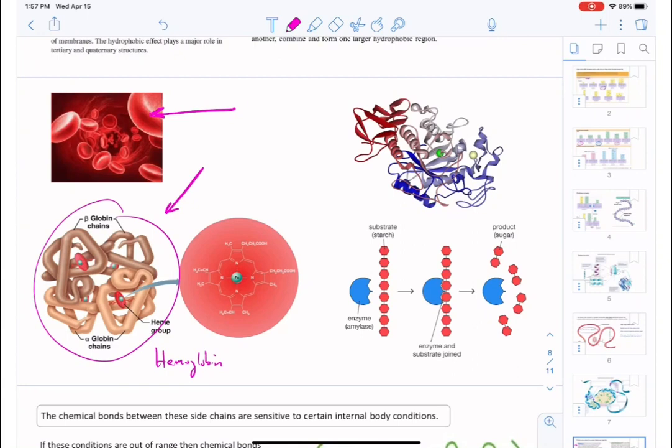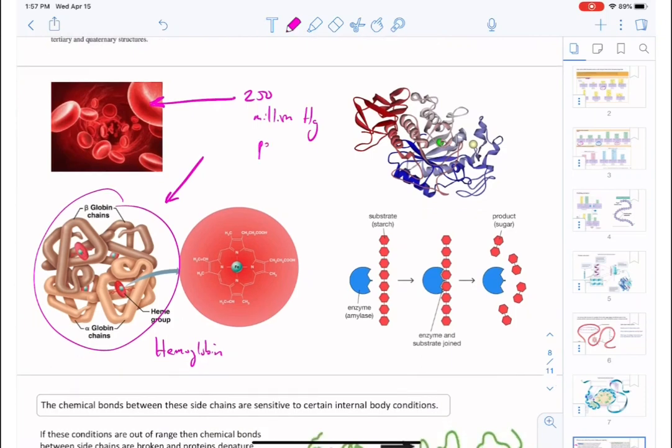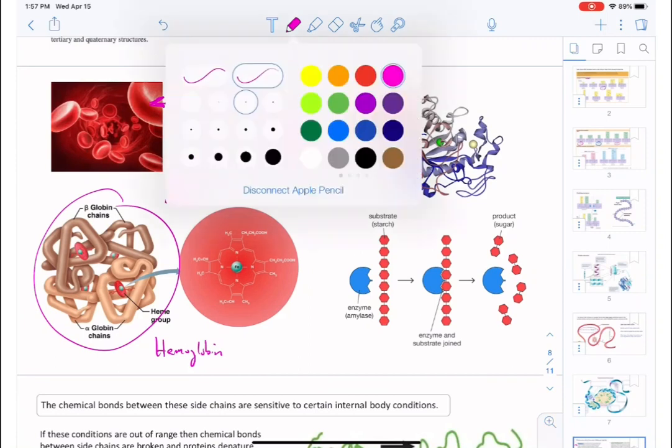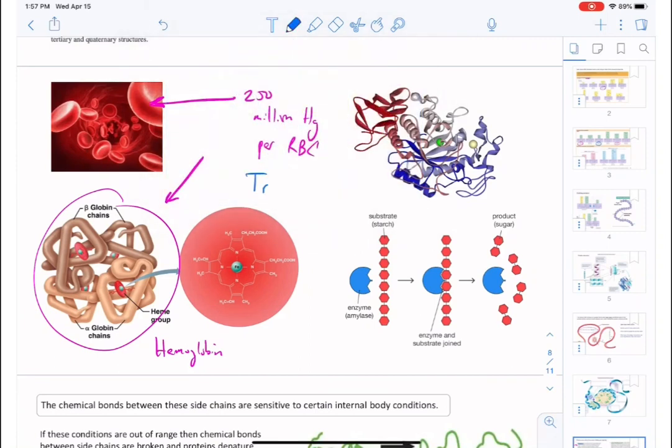And in fact, there's about 250 million hemoglobin molecules per red blood cell. So there's a whole bunch of these things within each red blood cell. And what's the job of hemoglobin? The job of hemoglobin is to transport oxygen through the blood so it can deliver it to the cells of the body. And specifically, that oxygen gets attached to that iron molecule there.